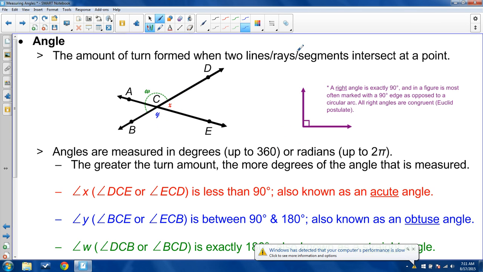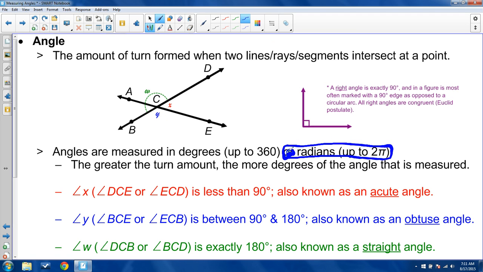And oh, by the way, there are also radians here that goes up to 2 pi. We're not going to be talking about that much. That's more of a term that you'd see in, say, a calculus class. It's used with a lot more trigonometry. Right now, as you're doing this, you're probably just looking at this in terms of degrees. So 360 degrees, which means 180 degrees is a half circle. All right, let's look at our individual angles. Now, before we do, the greater the turn amount, the more degrees of the angle that is measured. So as you can see, X is a smaller angle than Y or W are, so X is going to have less degrees in the actual angle.